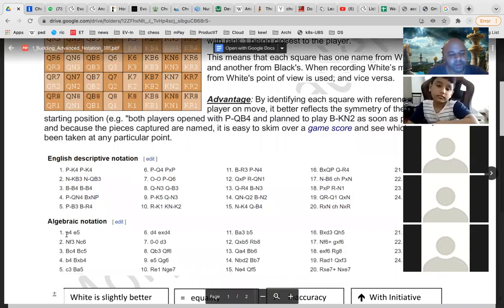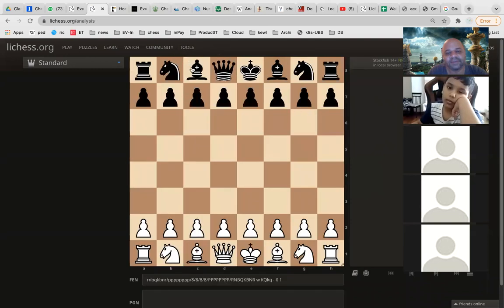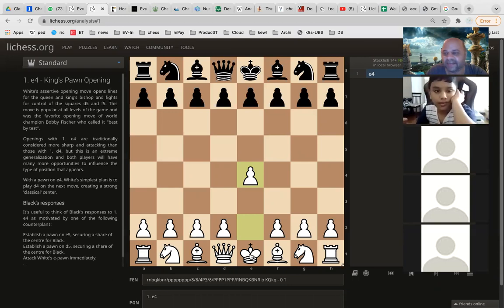Let us take the algebraic notation E4 E5. Now what does that mean here? First of all, let us identify how this is written. This will be written as P dash, and then which square it has gone to. This is the king file. White's move is always written from white's perspective. K1, K2, K3, K4. So pawn to K4. You got it? PK4.